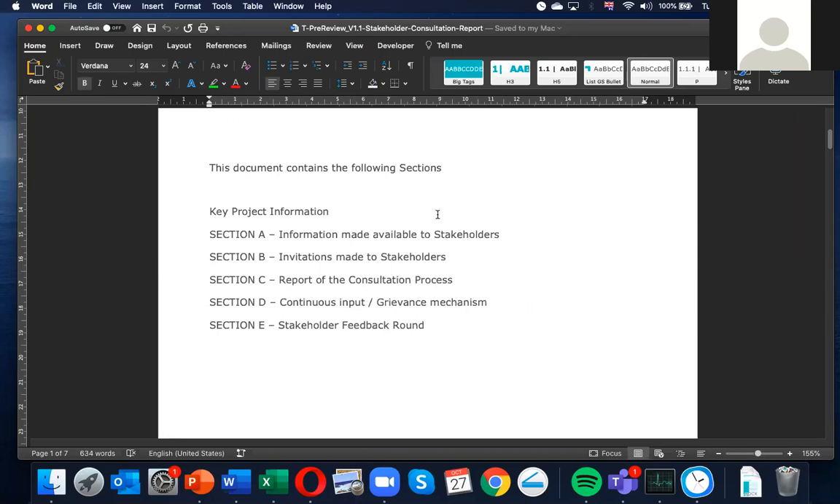One of the key outcomes of the stakeholder consultation is the continuous input grievance mechanism. It's got its own section. And then the final section of this report is the stakeholder feedback round.